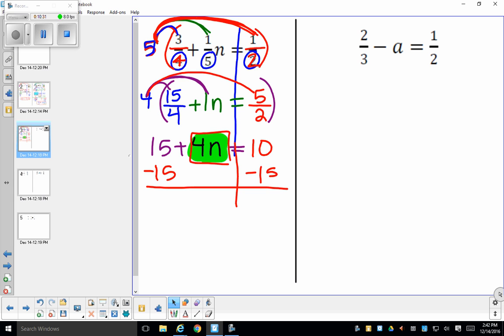Again, if this is too fast, you're going to just have to push pause. If I haven't used it, drag it down. And on the right hand side, we have 10. Take away 15 is -5.